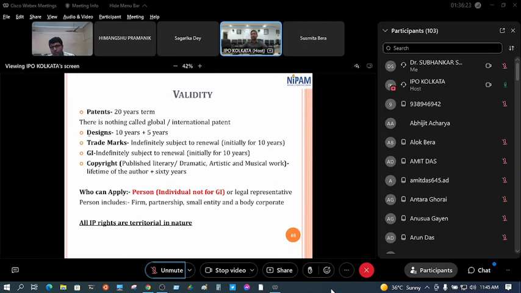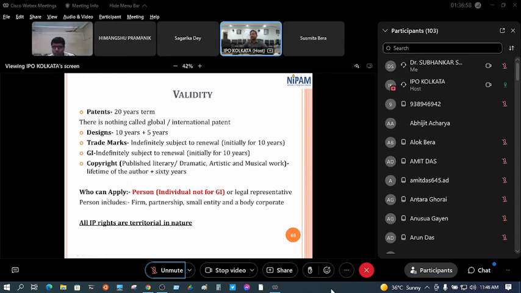In a similar manner, for design, it is 10 years plus 10 years plus 5 years. We have talked about this. For trademarks, initially it is for 10 years, and after 10 years, it can be extended indefinitely, like 10 years plus 10 years plus 10 years. In a similar way, for GI, it is also 10 plus 10 plus 10, or an indefinite period of time. For copyright, for different materials like literary works and others, there is different validity of copyrights.